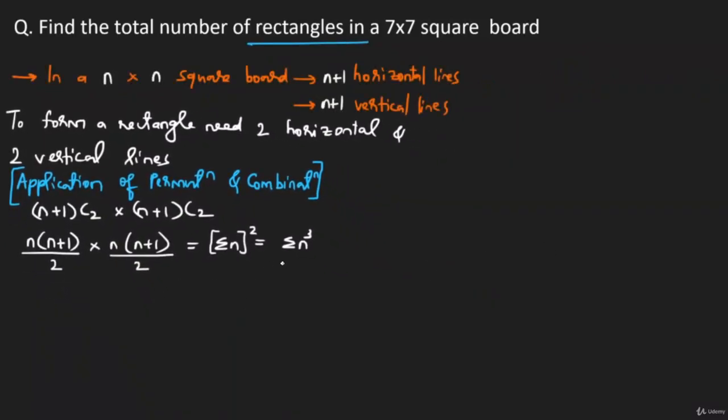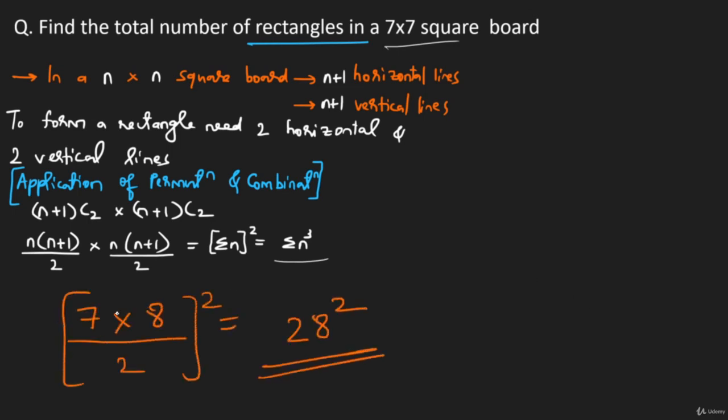Now we have established that in this case we need to find sigma n cube, and we know over here we are given a 7 by 7 square board. So that would be equal to 7 into 8 by 2 the whole square, which is equal to 7 into 4, which is 28. So you just need to find 28 square to get the answer to this question. We have learned a method to quickly find the square of numbers, right? So let's find what is 28 square.